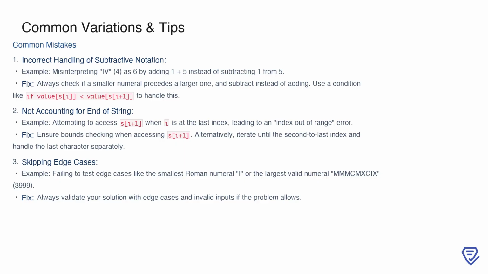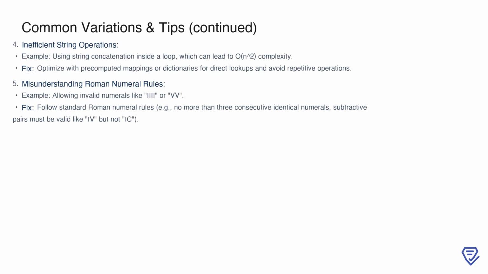Lastly, skipping edge cases is a critical mistake. For instance, you might overlook testing with the smallest numeral, I, or the largest valid numeral, MMMCMXCIX, which represents 3999. Always validate your solution with edge cases and consider invalid inputs if the problem specifies them as part of the constraints.